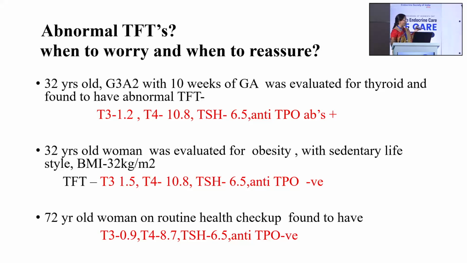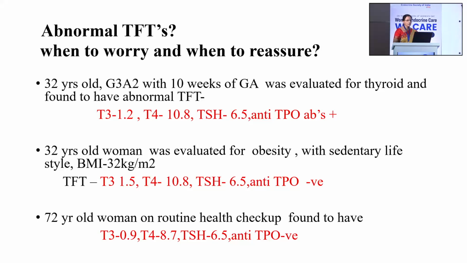So this is another common scenario, which we come across in our practice. Abnormal TFTs: when to worry and when to reassure. Similar TSH values in three scenarios. One is a 32-year-old G3, gravida 3 with 2 abortions, at 10 weeks of gestation, evaluated for thyroid and found to have an abnormal TFT. T3 is normal, T4 is also normal, TSH is a little high at 6.5, anti-TPO positive. Just keep aside whether the anti-TPO antibodies are positive or negative.